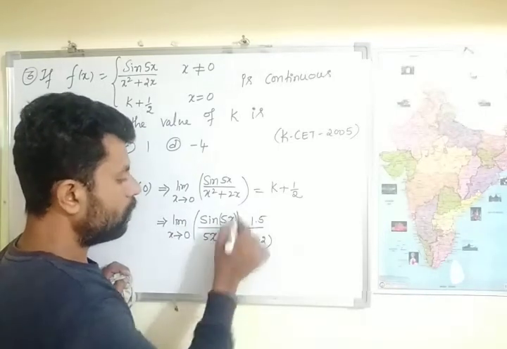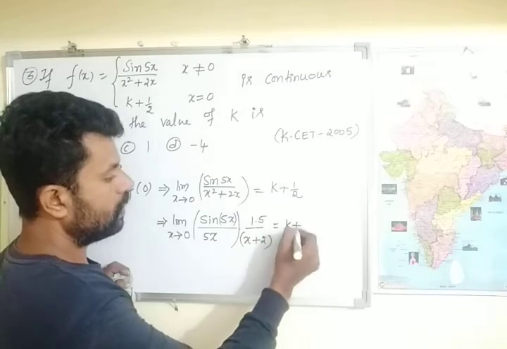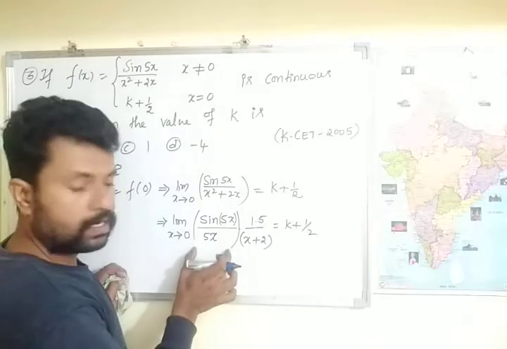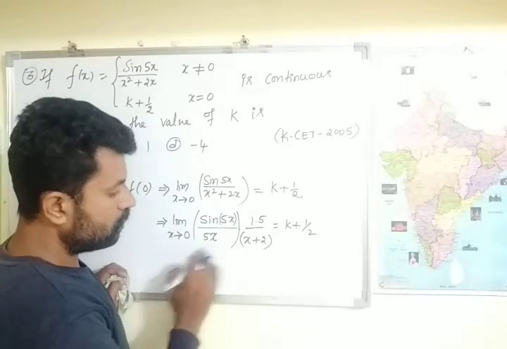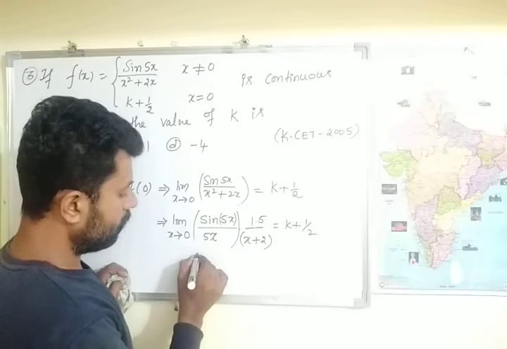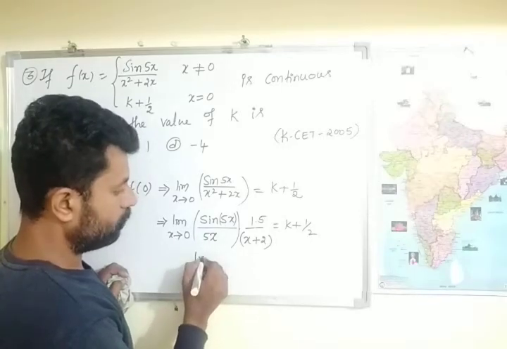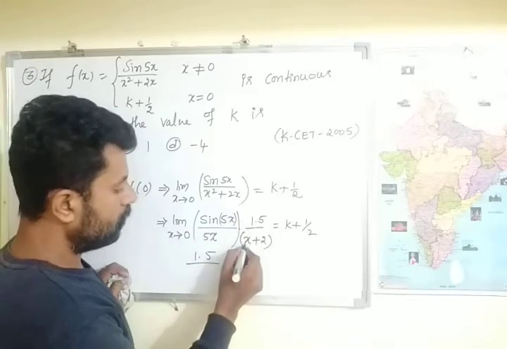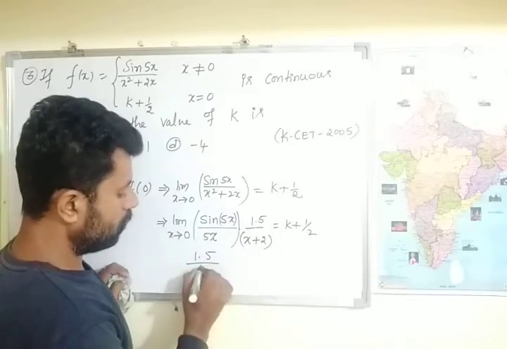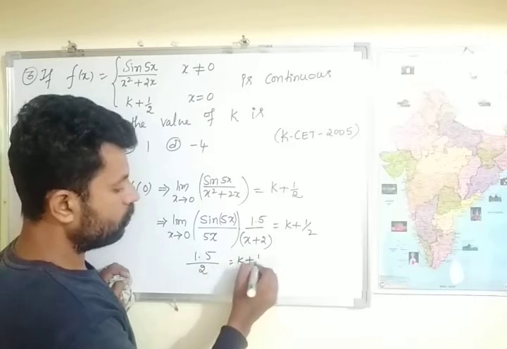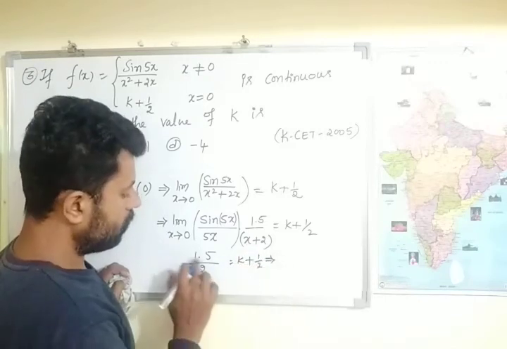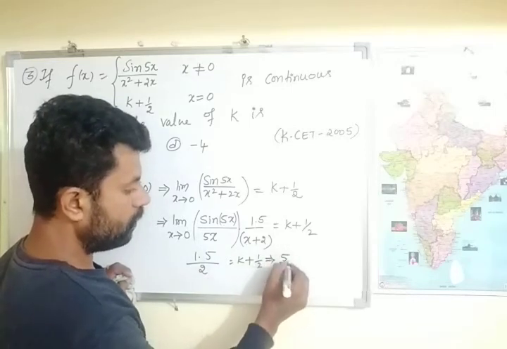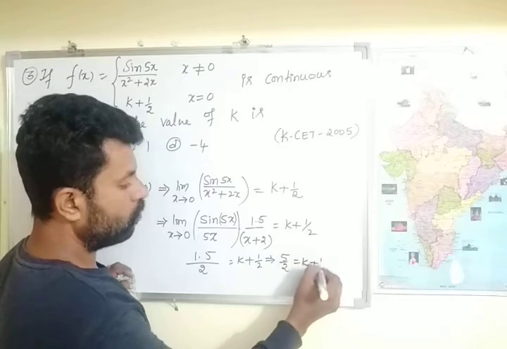Now apply the limit to the left hand side result. We get, as x approaches 0, this value is 1 into 5 divided by x plus 2. Substitute 0 in the place of x: 1 into 5 divided by 0 plus 2, which is 2, equal to k plus 1 by 2. Now 1 into 5 is 5, so 5 by 2 is equal to k plus 1 by 2.